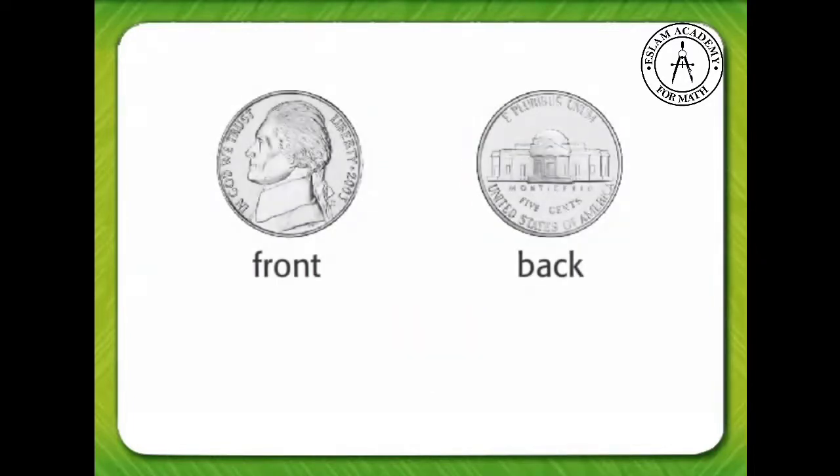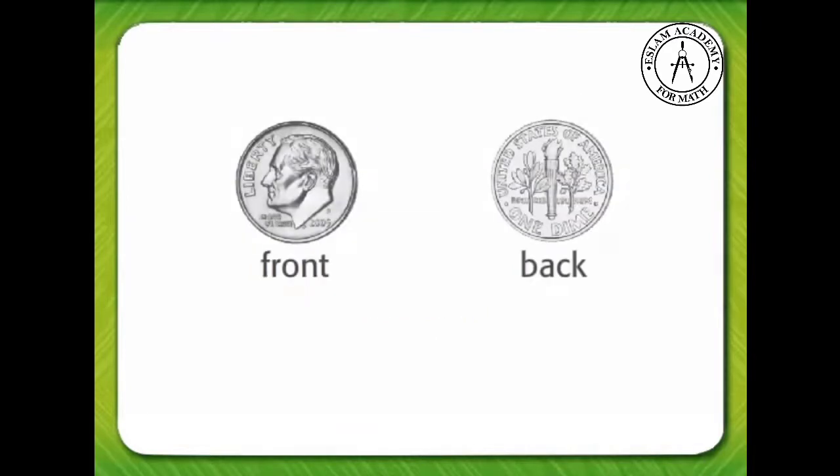Take a look at our next coin. This is a nickel. The value of a nickel is 5 cents. This coin is smaller in size than a nickel, but it has a greater value. It is a dime. The value of a dime is 10 cents.